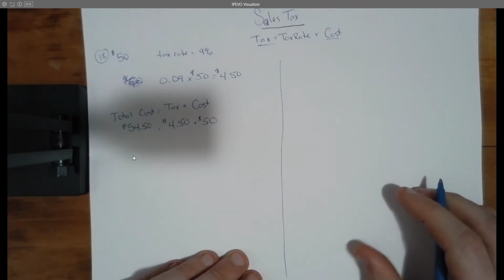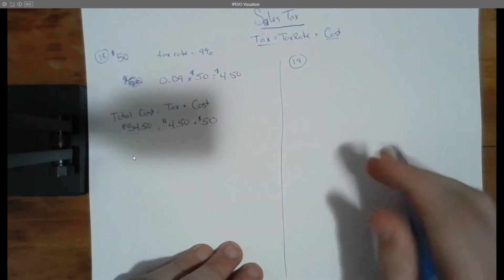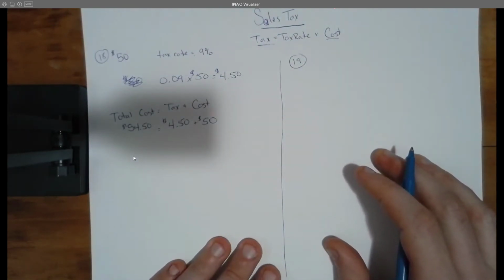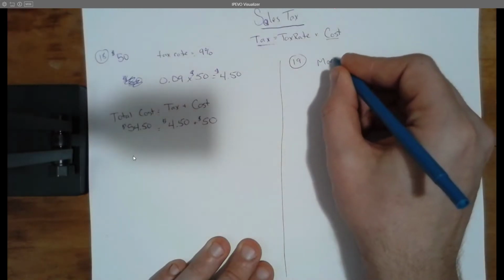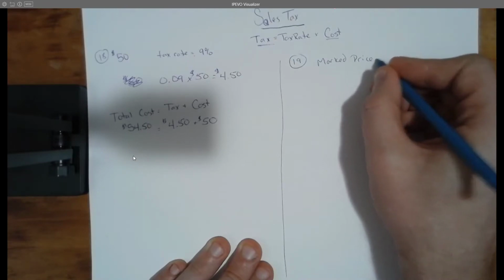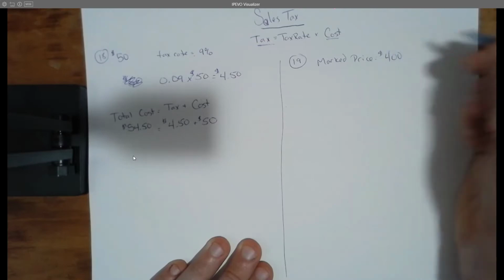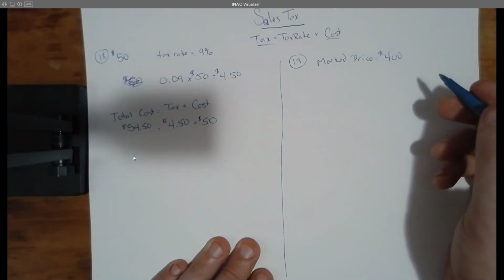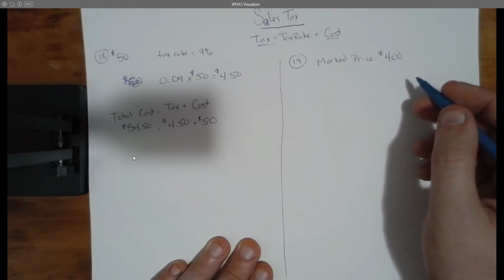Let's take a look at another example here. This is going to be example 19. Example 19 says, in a store, the marked price of a digital camera, so marked price or original price or cost, we can use all those same words to refer to the same thing, is $400, but this time including sales tax. So the marked price of a digital camera is $400 inclusive of sales tax.